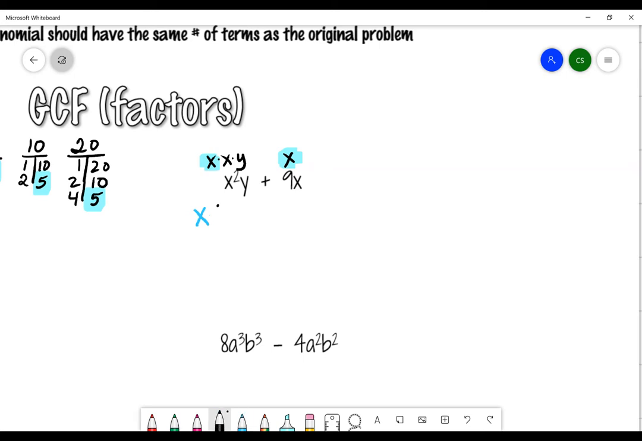Well, when I factor out the 1x, what does it leave behind? I took an x from x squared. So if I had 2 x's and I took 1 away, that means I have 1 left. I didn't touch the y. Well, what about from 9x? I took out an x from 9x, so that leaves me with 9.